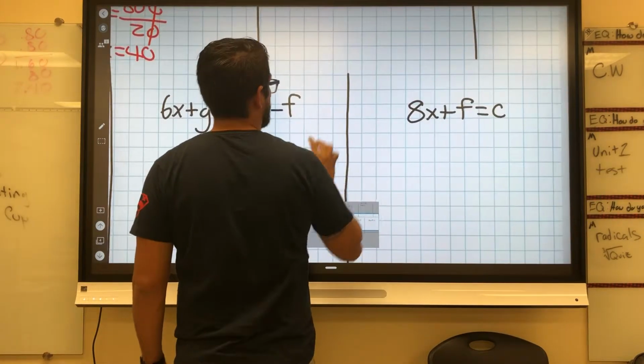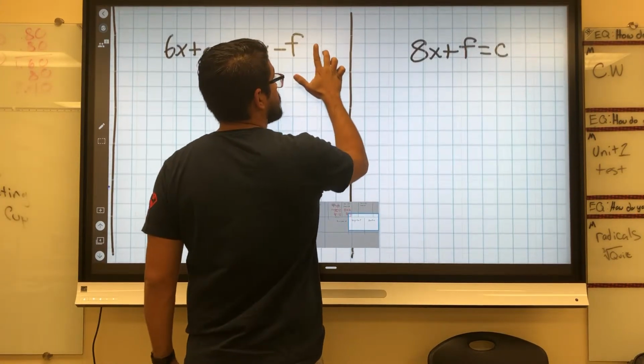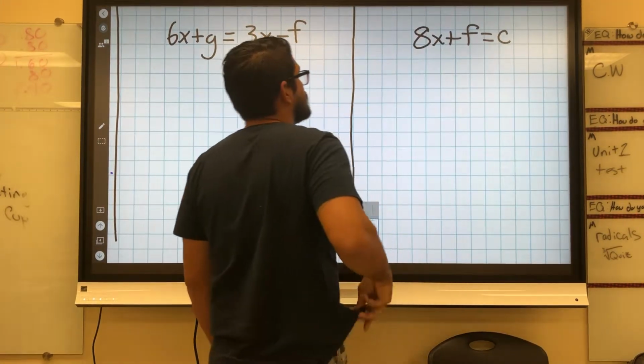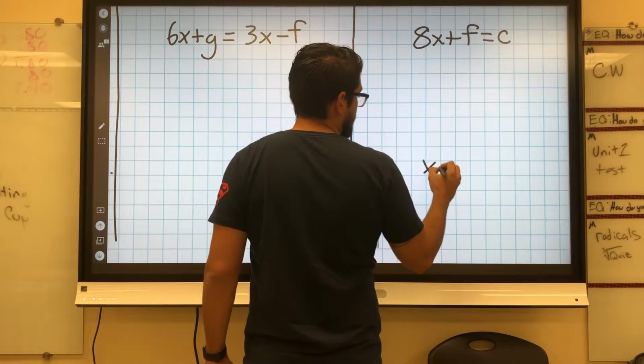All right, let's scroll this up. Now let's solve for a specific variable. Here, let's solve for x. What does x equal?